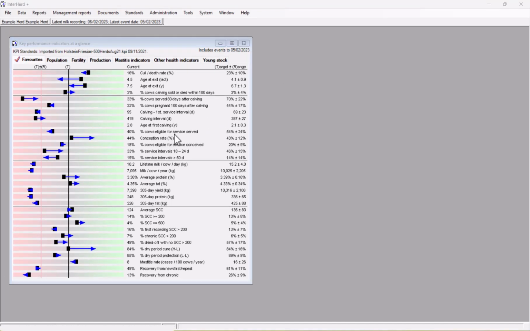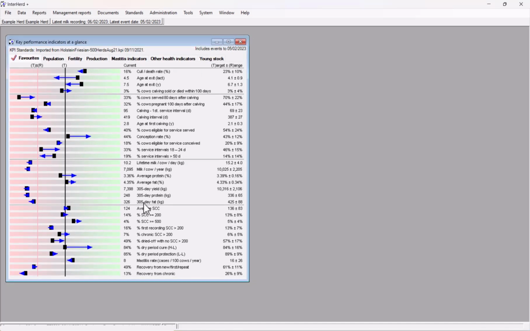For example, the percentage of cows eligible for service which conceived, the percentage of service intervals between 18 and 24 days, and the percentage of service intervals over 50 days. The blue arrow indicates performance for the parameter in the last 3 months only. Treat this as an indication of direction of change, but be aware of seasonal and other factors. For example, you can see that the conception rate is improving.